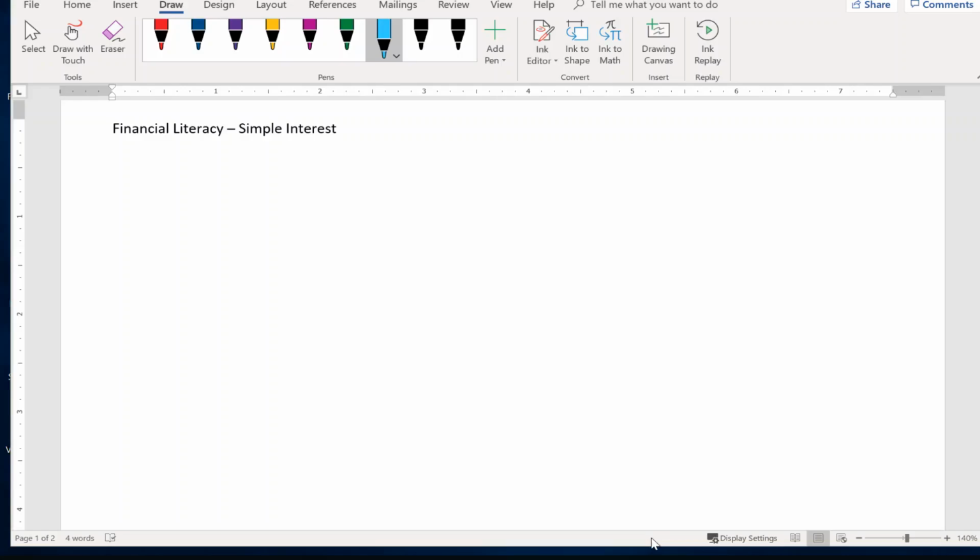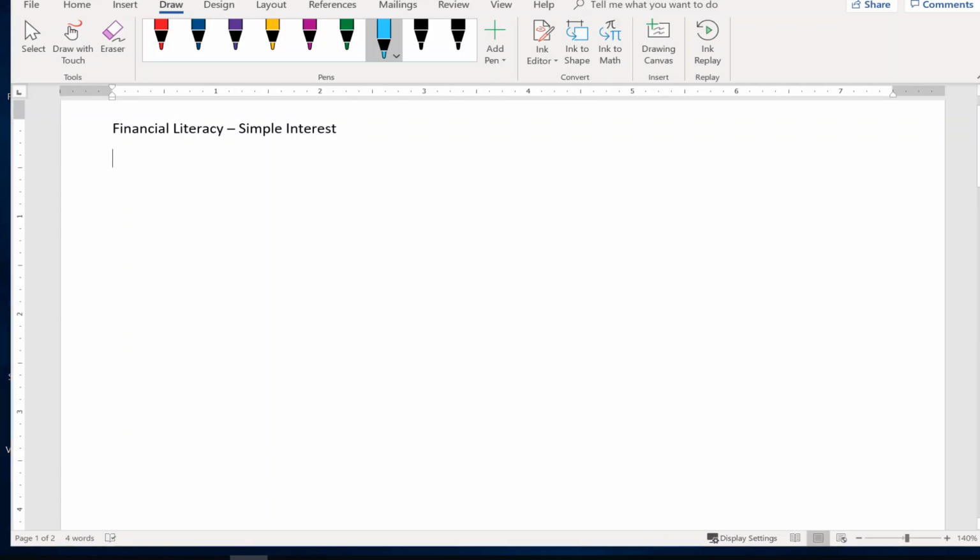In financial literacy, interest is a very important topic. There's two types of interest. There's simple interest and there's compound interest. We're going to talk about simple interest here. Now let's start with a few definitions.